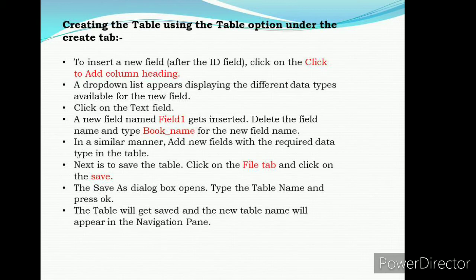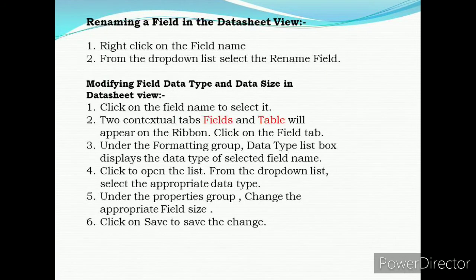Next is to save the table. Click on the file tab and click on save. The save as dialog box will open. Type the table name and press OK. Don't forget to give the extension. The table will get saved, and the new table name will appear in the navigation pane.